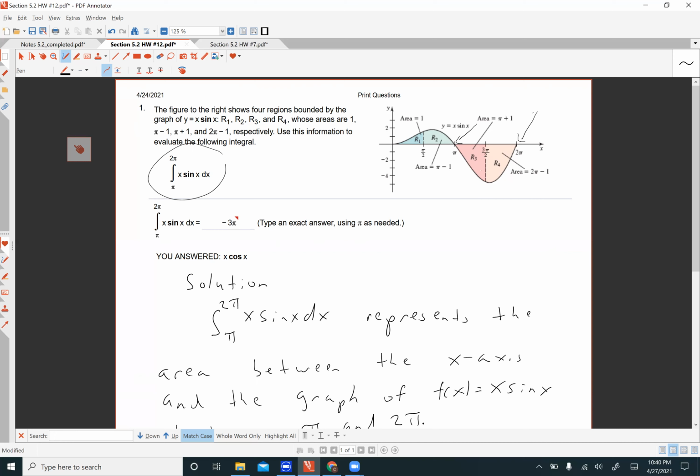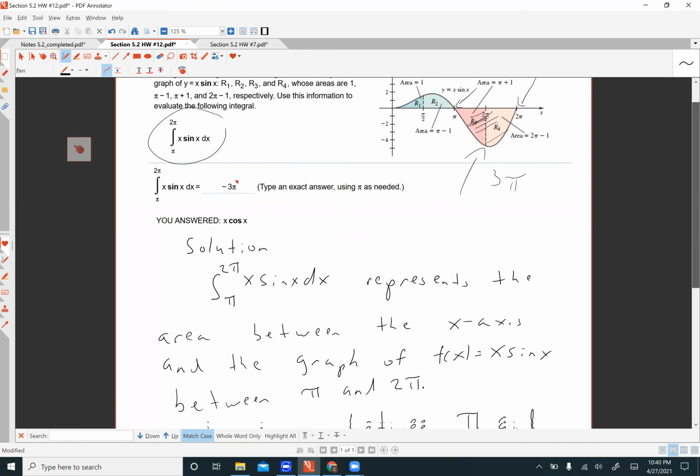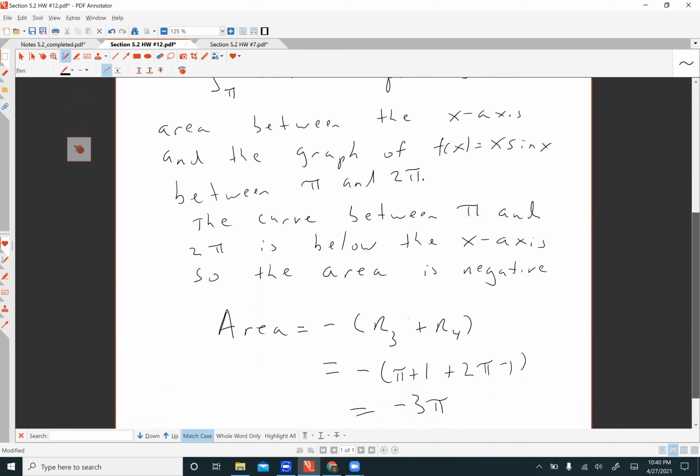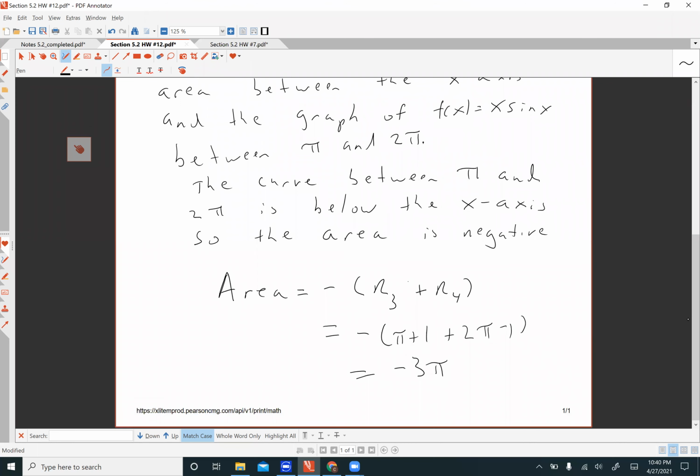All we do is add up the area of R3 and R4. R3 is pi plus 1, the area of R4 is 2 pi minus 1, and you add them together and you get 3 pi. So the total area here is 3 pi. But because it's below the x-axis, the net area is negative 3 pi. And I think that's it for this problem right here. So let's see, I'm going to stop the video.